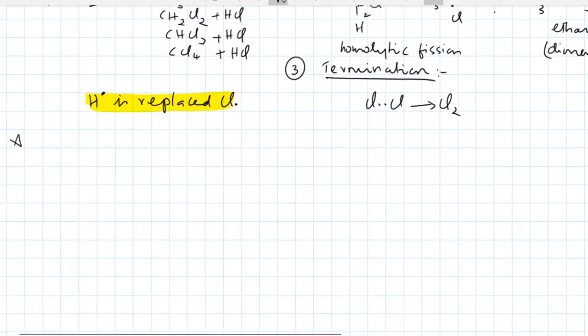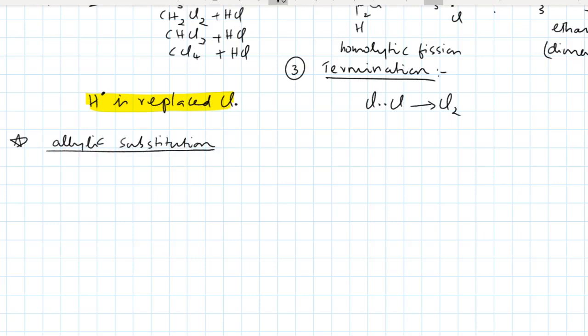Now the next free radical substitution we will see is the allylic substitution. We have studied in the lower classes, in the 11th standard, what is meant by an allyl. The allyl group is CH3, then CH double bond CH2. So this is an allyl compound, and this hydrogen is called an allylic hydrogen. Why do we call this an allylic hydrogen?